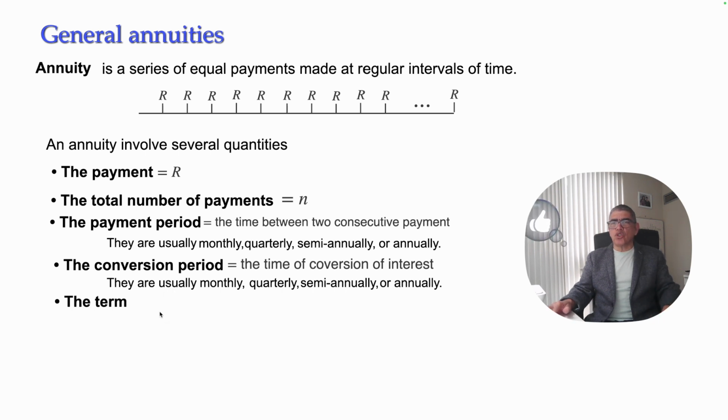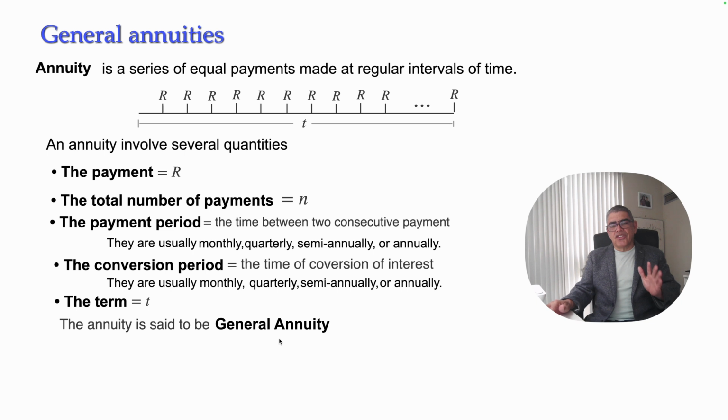And we also have the term. The term is the length of time between the beginning of the first payment interval and the end of the last payment interval. We're going to symbolize this by T. So this will be the term. So this is an annuity. But what is a general annuity? If the payment period and the conversion period are different, then we say that we have a general annuity. So an annuity is said to be a general annuity if the payment period and the conversion period are different.